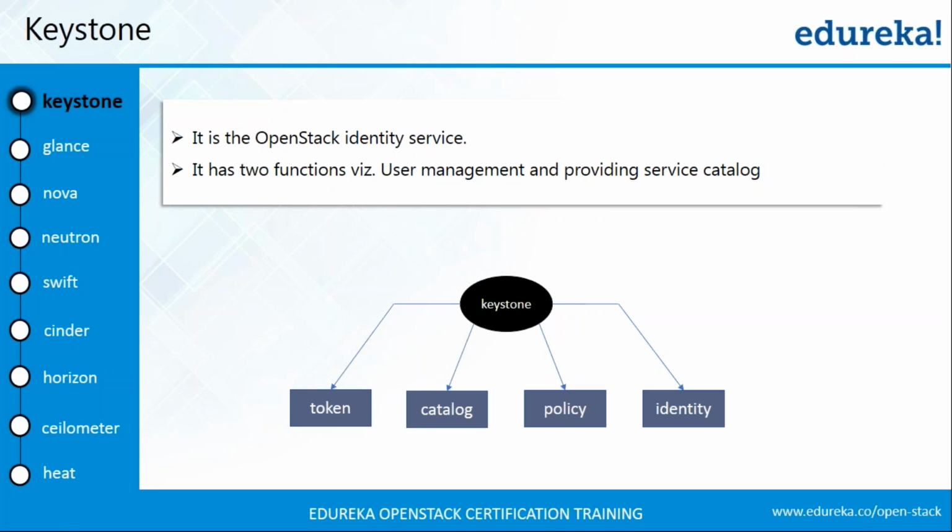And the two functions I just mentioned are, first, user management, which means that it keeps track of users and what they're permitted to do. So this is mostly the authorization and authentication part. And second, it provides a service catalog, which means a catalog of what services are available and where their API endpoints are located. All of the services communicate with each other with APIs, and each of the services has endpoints defined. Endpoints are nothing but network accessible addresses, usually described by a URL from where you can access an OpenStack service.